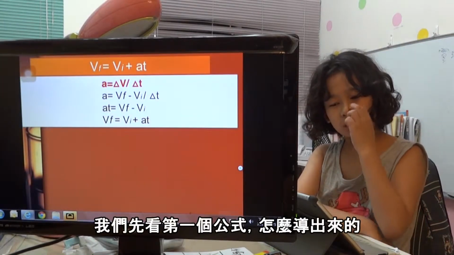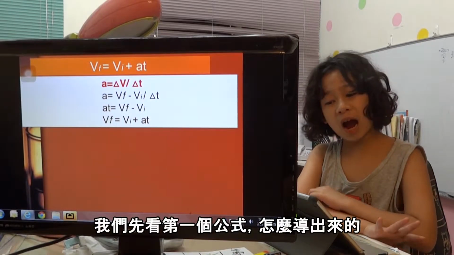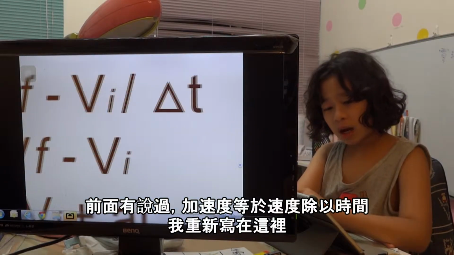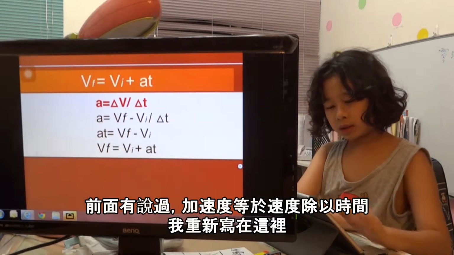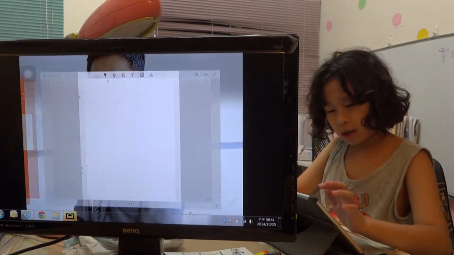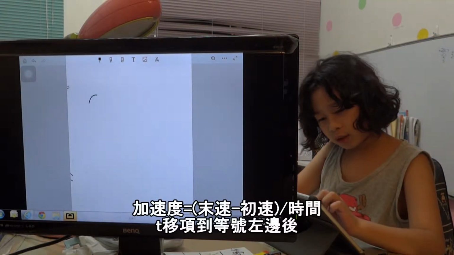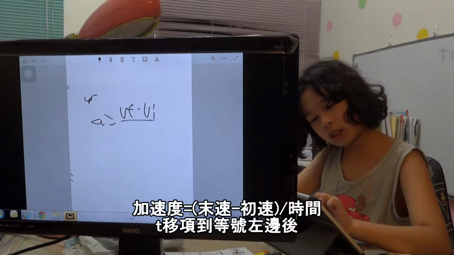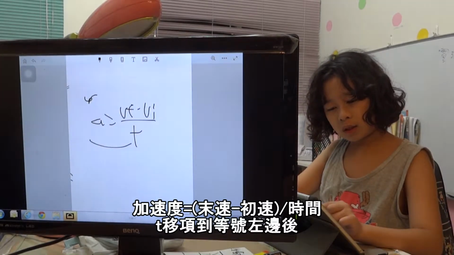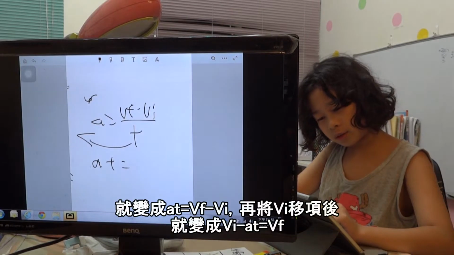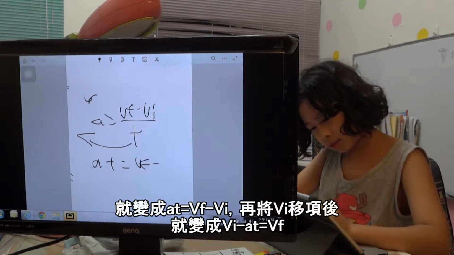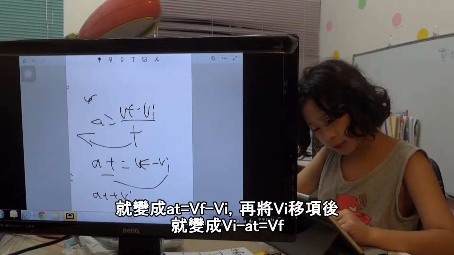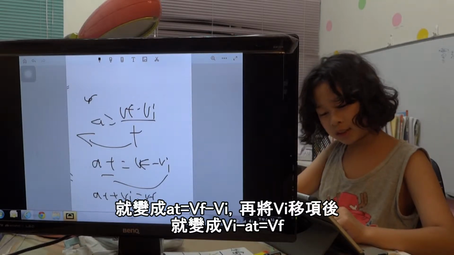So why is VF equal to VI plus AT? First, we know the equation: A is equal to VF minus VI over T. I will write it right here. So AT is equal to VF minus VI. So VI goes here: AT plus VI is equal to VF. So that's where it comes from.